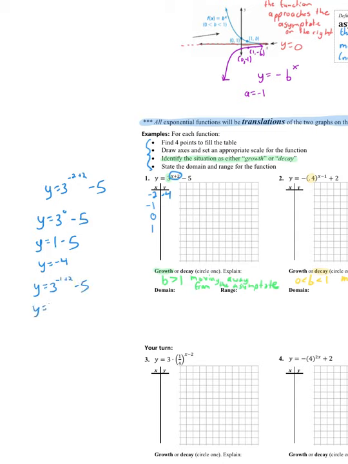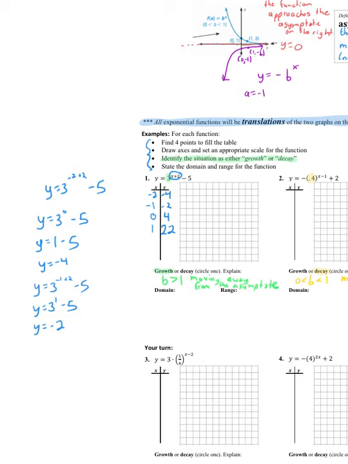3 to the first power is just 3, so 3 minus 5 is -2. Plug in 0 and I get 3 squared. 3 squared is 9. 9 minus 5 is 4. Plug in 1 and I get 3 to the third, which is 27. 27 minus 5 is 22. So I just came up with 4 points there.